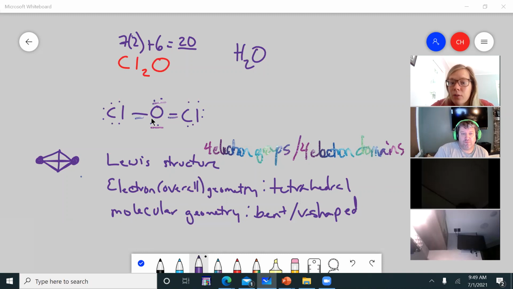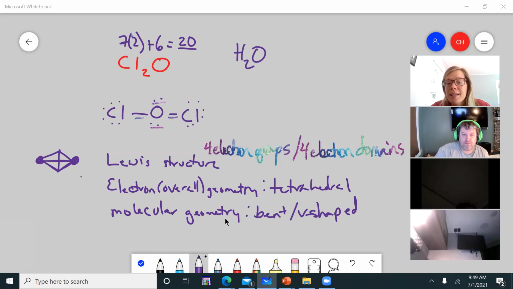And the reason that you want to count those up is because those electron clusters want to consistently get as far away from each other as they can. So if there's 4 of those groups, the farthest they can get away is tetrahedral. If there's 3 of those groups, the farthest they can get away, it's a little farther, it's trigonal planar. If it's 2 groups, it's linear.